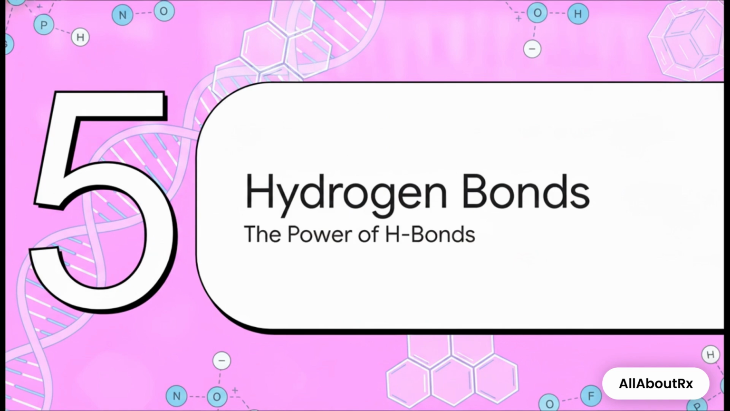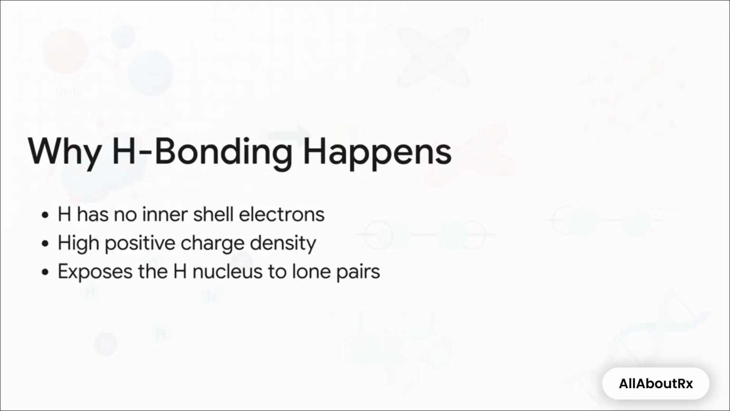Section 5. The power of hydrogen bonds. Next up, a technically weaker intermolecular force that is absolutely crucial to biology. So, why does hydrogen bonding even happen? Well, hydrogen is kind of unique. It has 0 inner shell electrons.